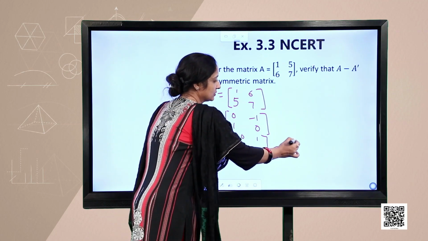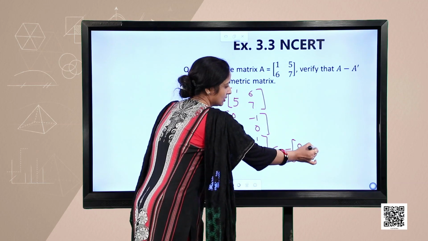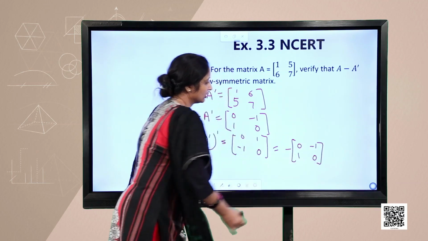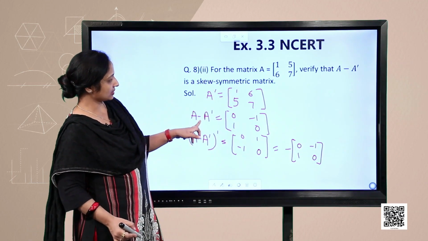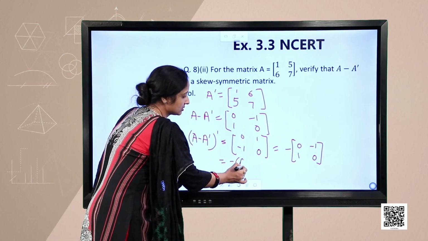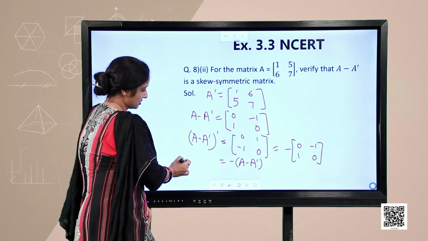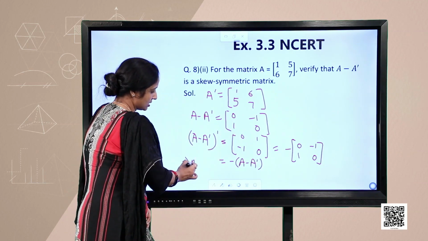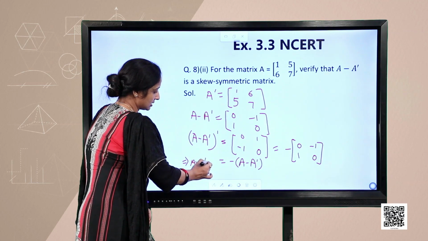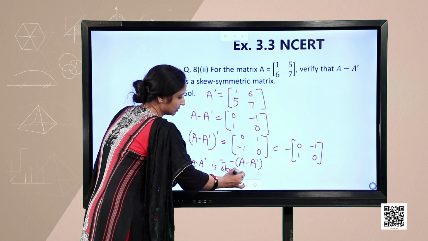Now let us take the negative sign common from here. It becomes negative of 0, 1, minus 1, 0. Isn't it the given matrix A minus A transpose? So you can write like this. This is the negative of A minus A transpose, and you can conclude that A minus A transpose is a skew symmetric matrix.